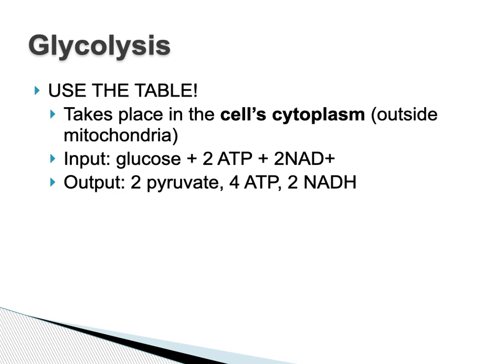Glycolysis, I want you to use the table I just introduced in the previous slide. It takes place where? Cytoplasm. Input, glucose, 2 ATP, 2 NAD+. Output, 2 pyruvate, 4 ATP, and 2 NADHs.